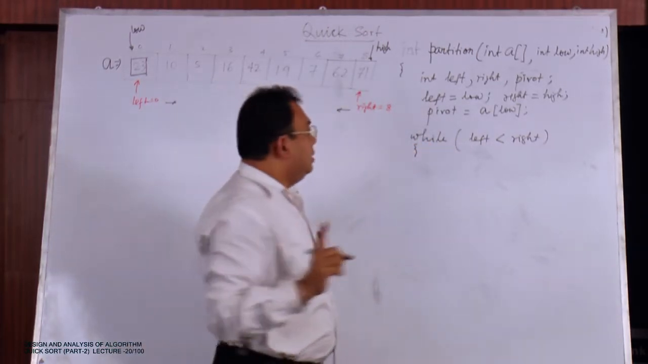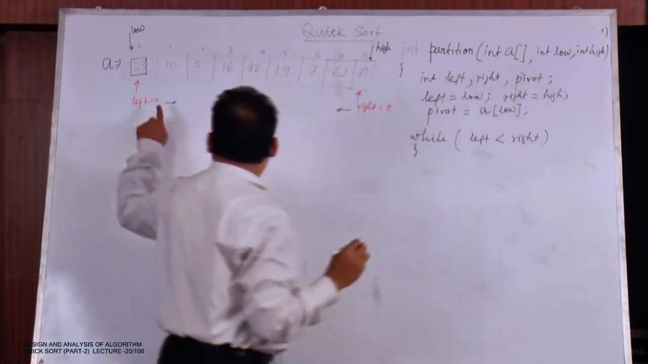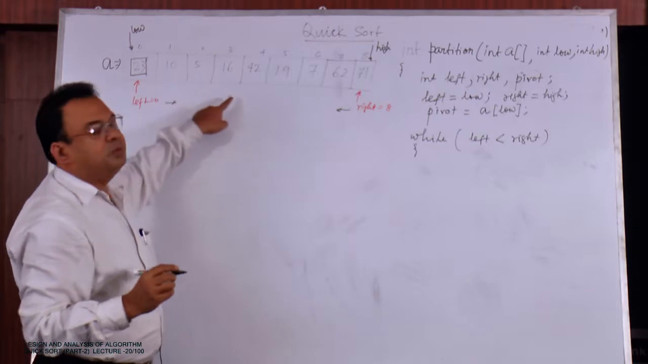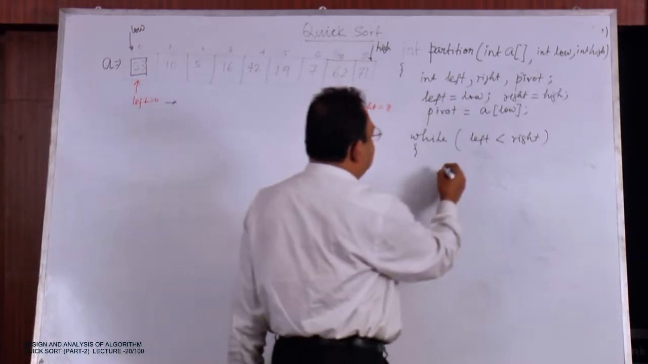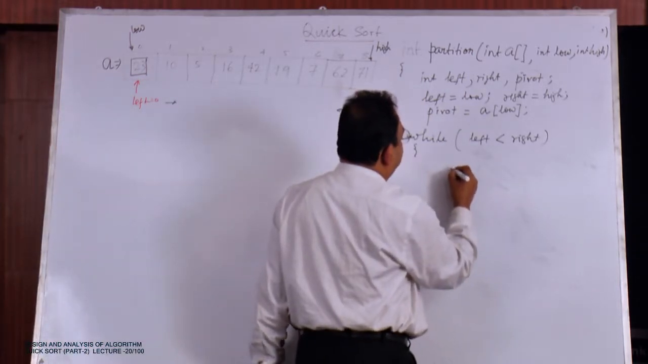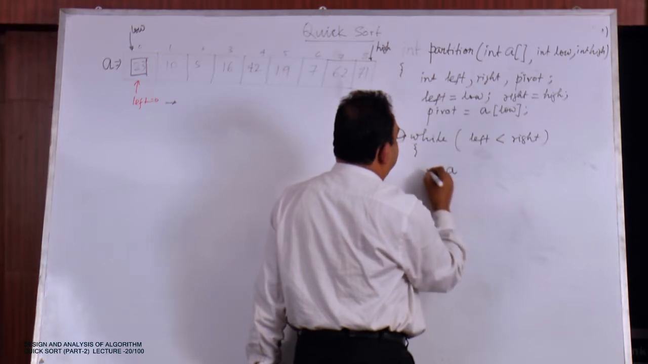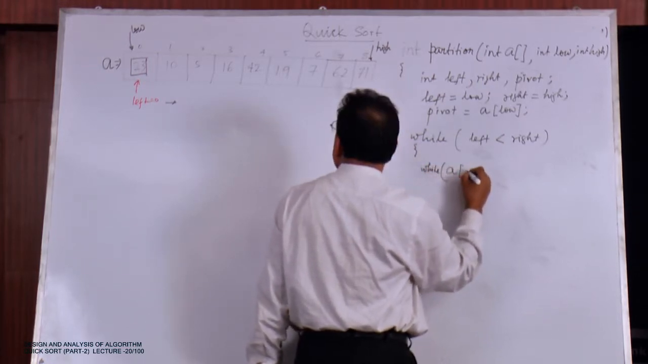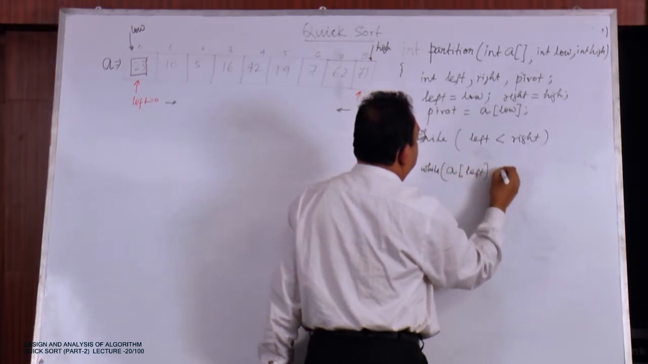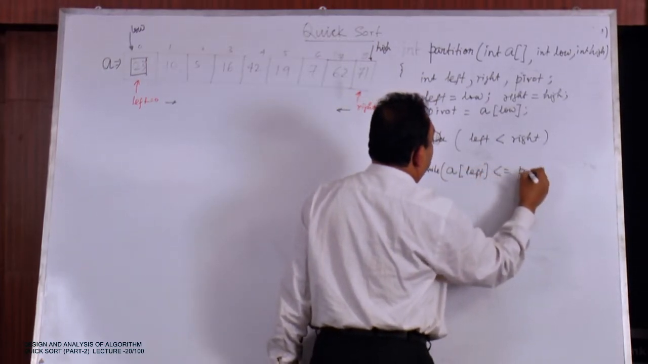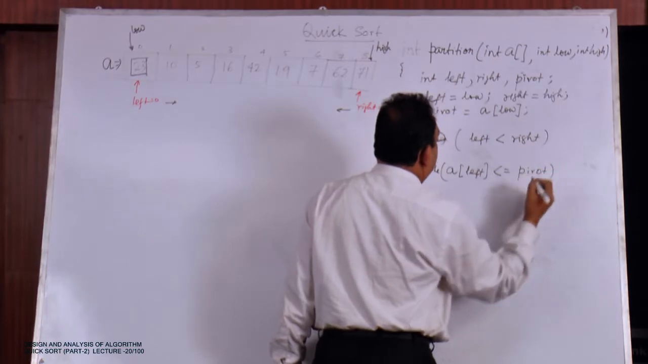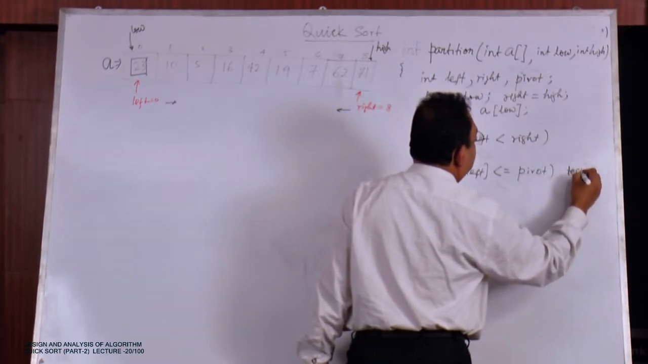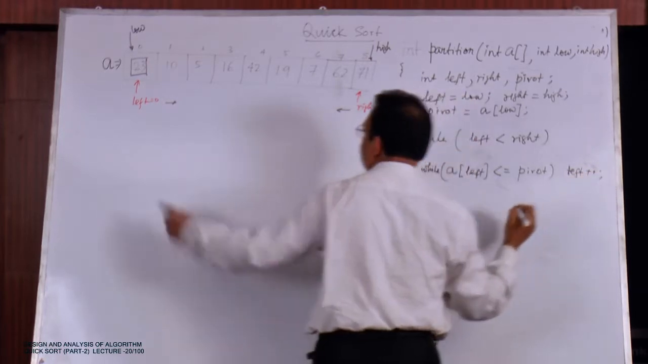Now, what are we doing? We are first checking whether the value at the left position is less than or equal to pivot or not. So, for this we are setting a loop: while A[left] is less than or equal to pivot, then left plus plus. So, left will move towards right.